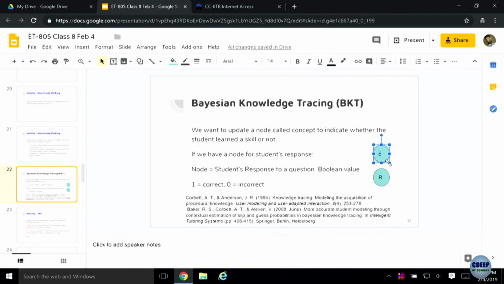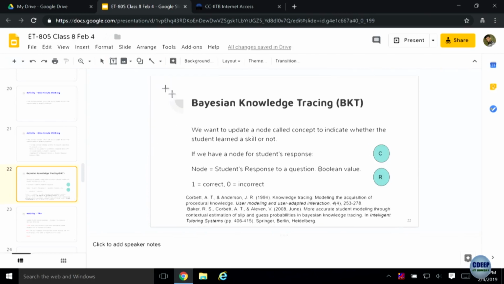Okay, so what is C? Someone say what is C? Concept, to understand whether the student understood the concept or not. The response is a response to a question connected to this particular concept. There are two values for response, it can be correct or not correct. If the student answer is correct, the probability of student understanding the concept will increase or decrease? If the student answers the question correctly, what is the probability of the student understanding the concept? Increases. If the student answers wrongly, we will consider the student is not understanding the concept.